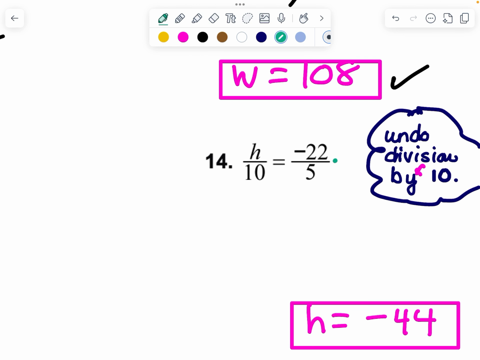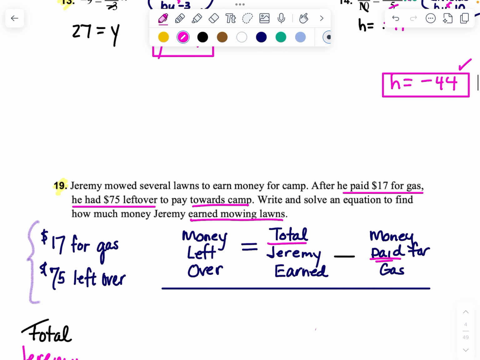So this is one of those situations where you get it done a lot quicker if you just cancel. 5 goes into itself one time, it goes into 10 two times. 2 times -22 is -44. And there is your answer, as you see down here, okay? So that little shortcut, instead of saying -220 divided by 5. But again, if you have a calculator and you're using it, then that -220 divided by 5 is pretty easy.